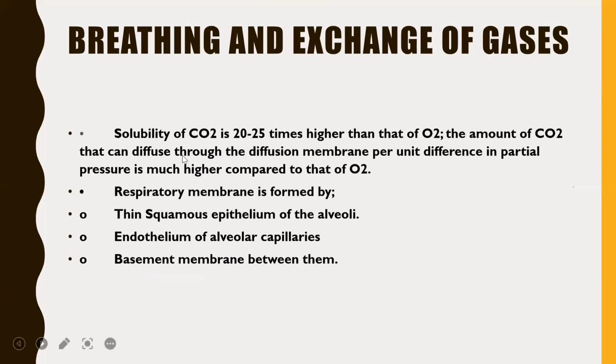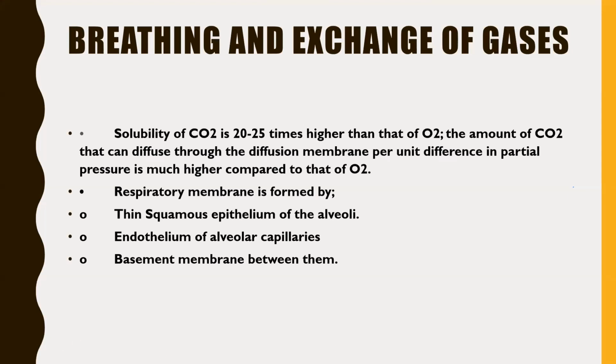Now, solubility of carbon dioxide, solubility means mixing up or dissolving, is 20 to 25 times higher than that of oxygen. Blood jote carbon dioxide bega dissolve agatte, or soluble agatte, compared to oxygen. So the amount of carbon dioxide that can diffuse through the diffusion membrane per unit difference in partial pressure is much higher compared to that of oxygen. Means the amount of carbon dioxide passing through the diffusion membrane is more. ಹೌದಾ? So ಪಾರ್ಷಿಯಲ್ ಪ್ರೆಷರ್ ಜಾಸ್ತಿ ಇದ್ರು, the speed will be more ಅಂತ ಹೇಳ್ತಾರೆ.